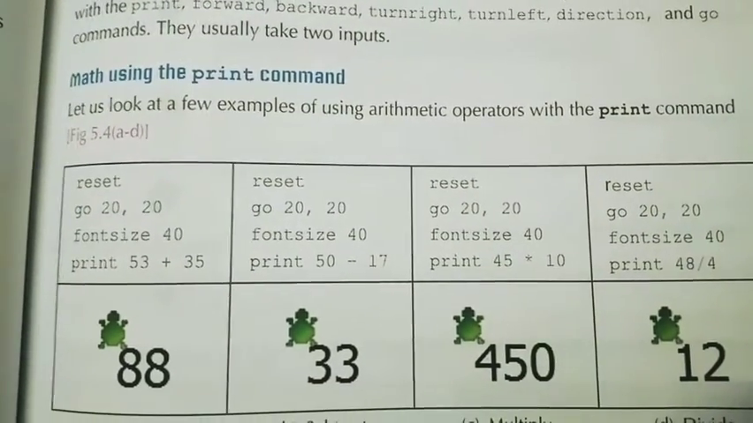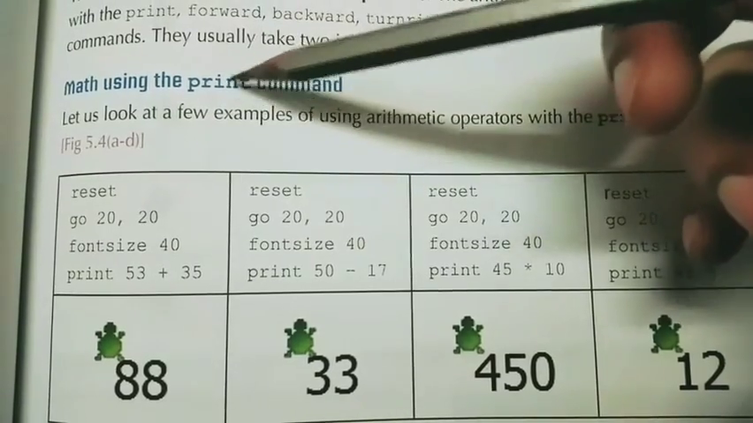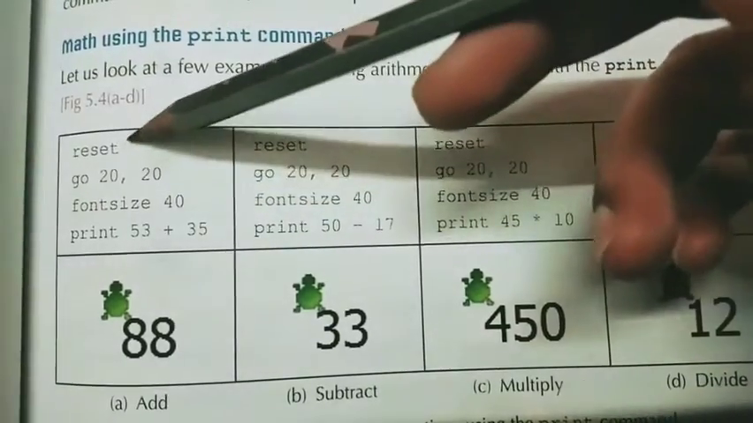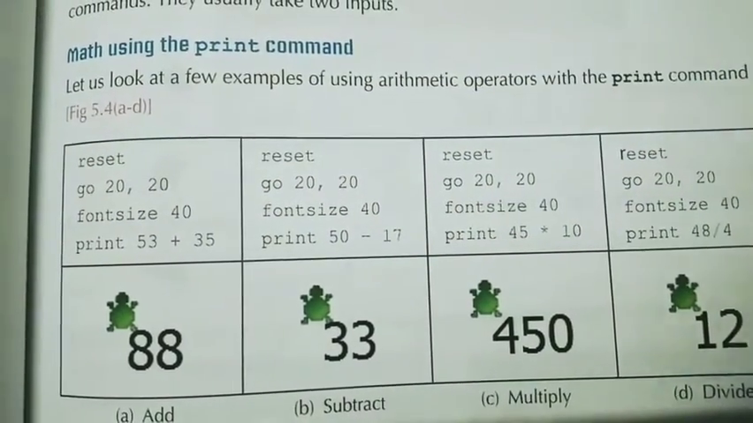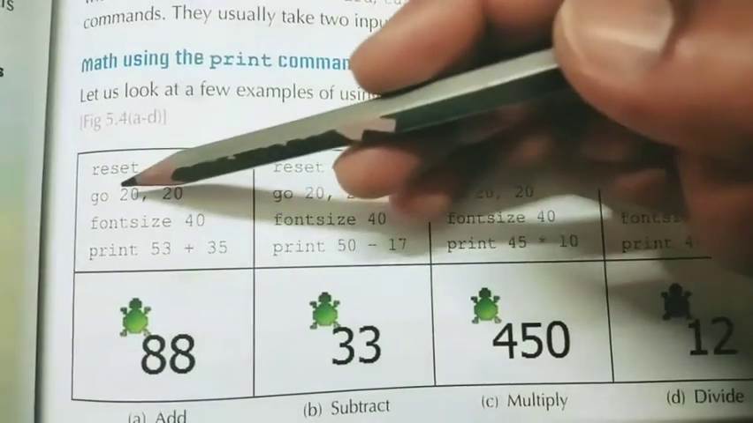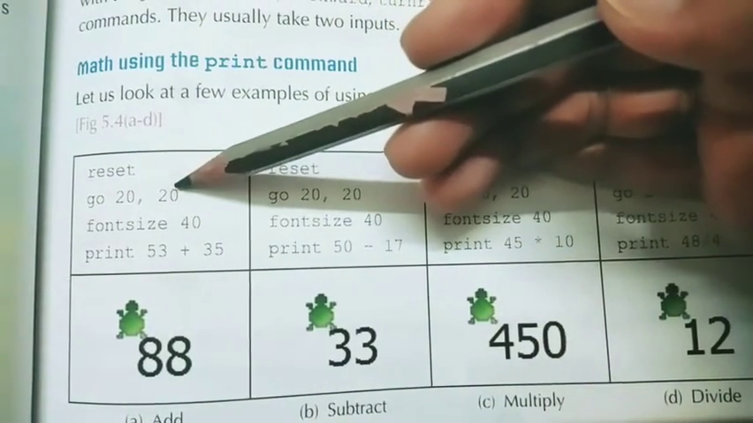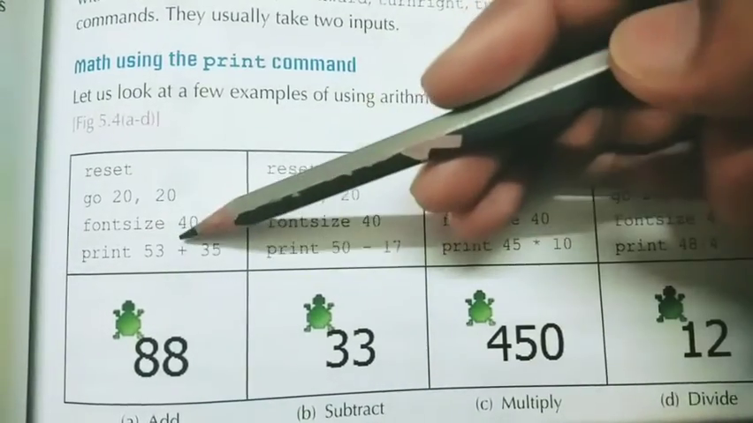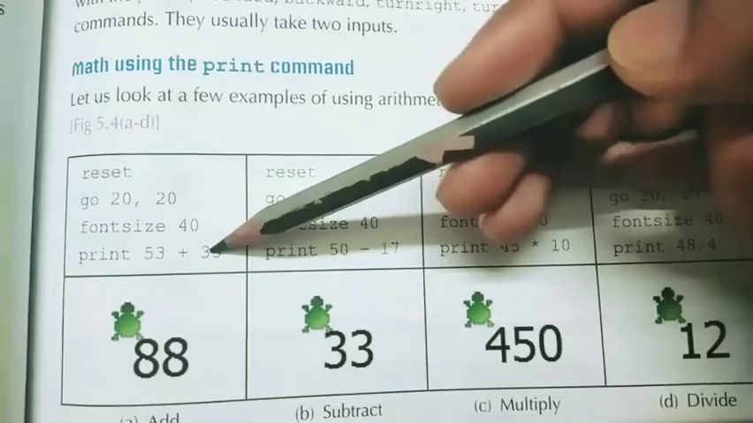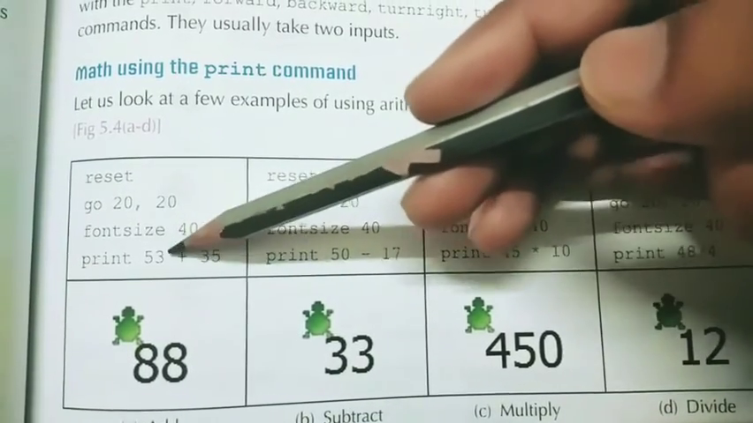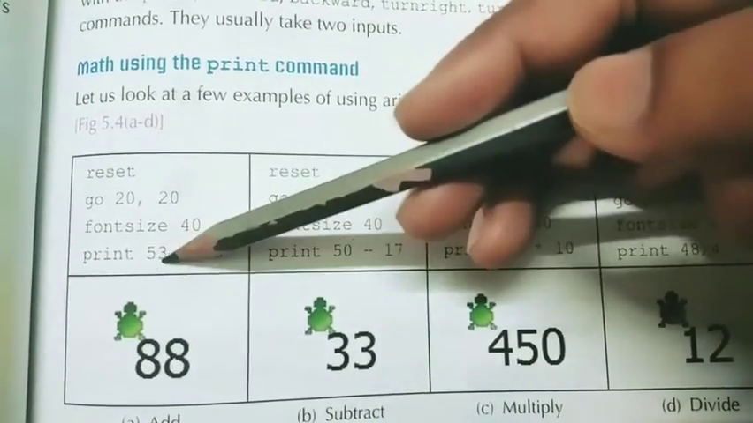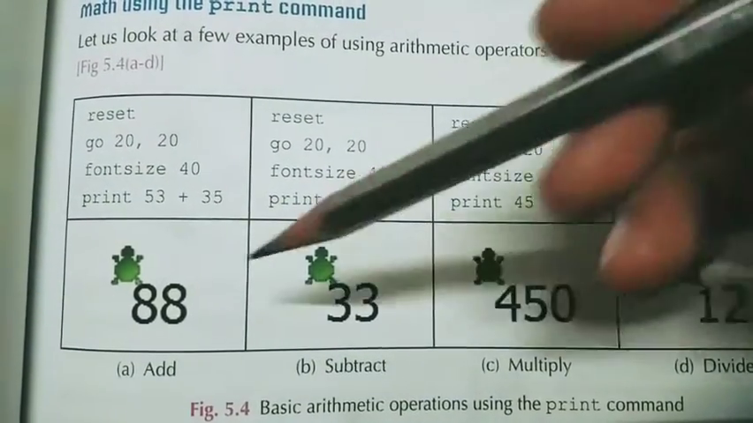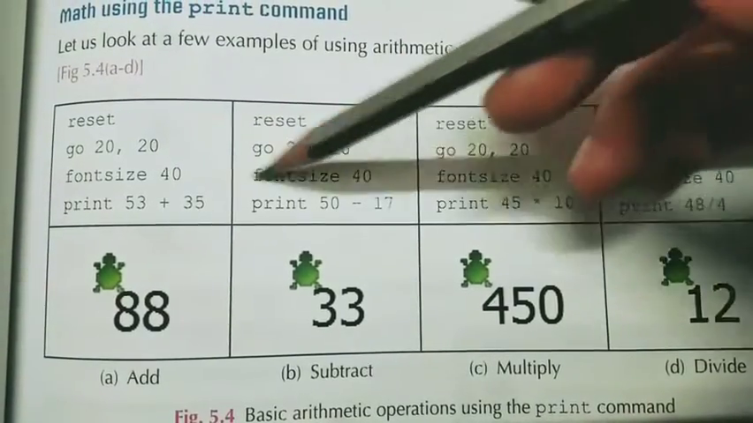Next is math using the print command. How can you use the math operators using the print command? See, it is given here. You always write the reset command to clear the canvas. Then go 20, 20. Set the font size, suppose 40. Now print 53 plus 35. Two inputs are there, 53 and 35, so they will be added by this operator plus. The output will be 88. Which operation? Add operation.